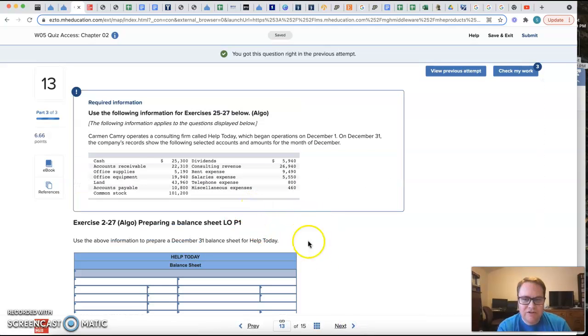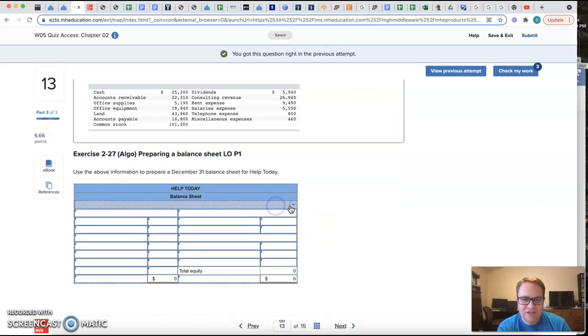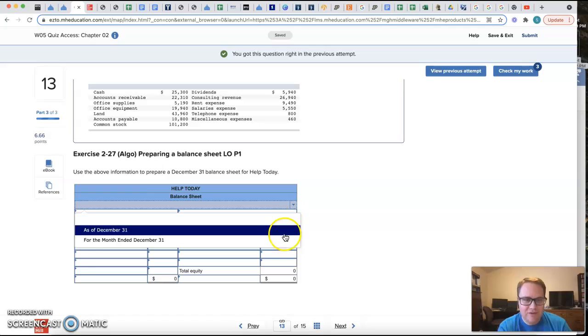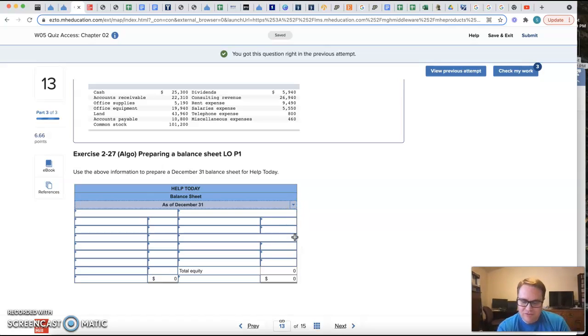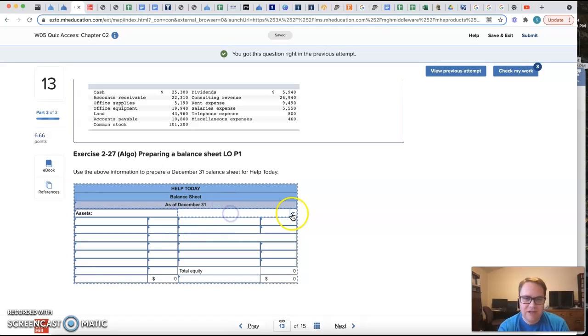So if we go over here to the balance sheet, this is the one financial statement that rather than we calculate for the month is as of a certain day. So as of December 31st will be the balance sheet. And what we do here will be the accounting equation. So we're going to take all the assets and they're going to be equal to the liabilities and the equity. So we're going to list all assets on one side, liabilities and equity on the other.